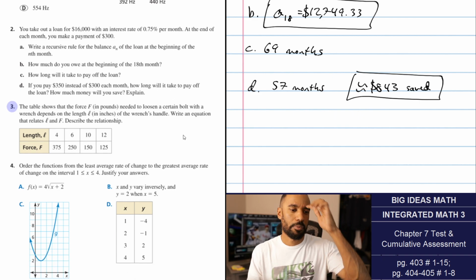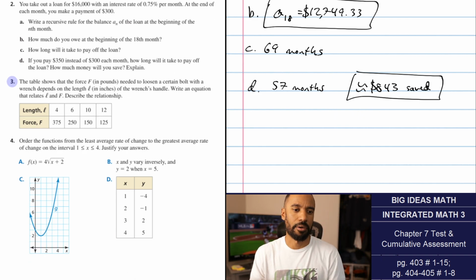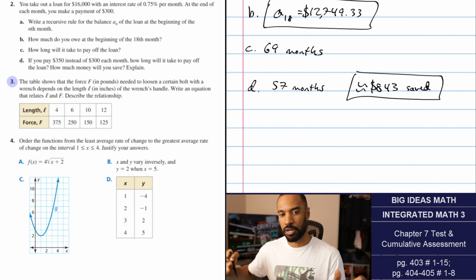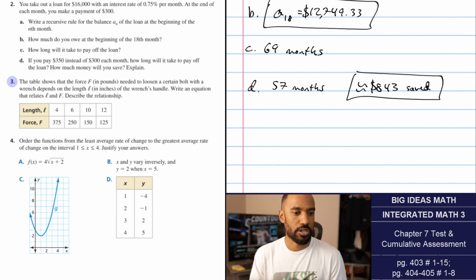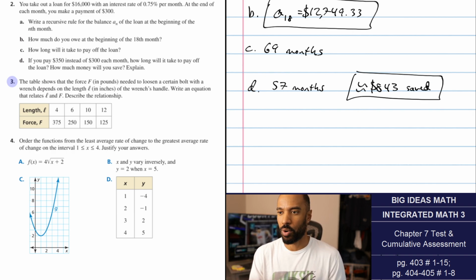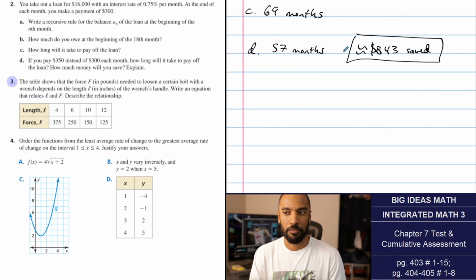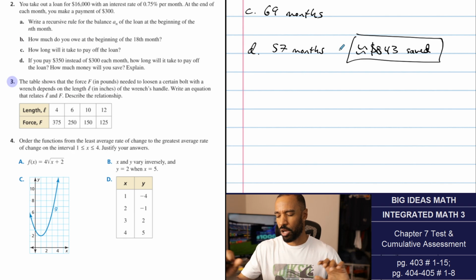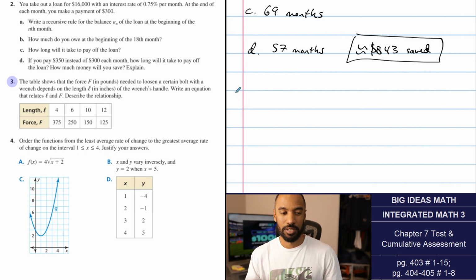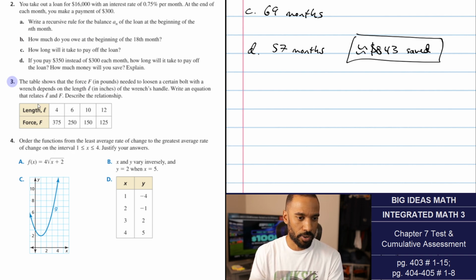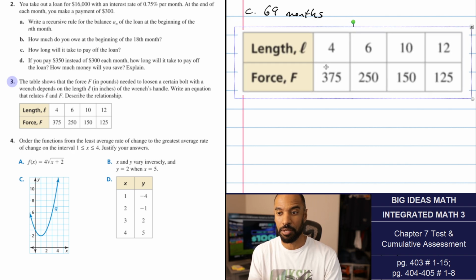Number 3. The table shows that the force F in pounds needed to loosen a certain bolt with a wrench depends on the length, L, in inches of the wrench's handle. Yeah, if you have more length on it, it's going to require less force. Write an equation that relates L and F, and describe the relationship. Now, this might be, I forget what chapter, it might have been the previous one. This might be an inverse variation equation thing. So let's copy and paste that table, see what's going on there, and see if there is a constant of proportionality, basically.